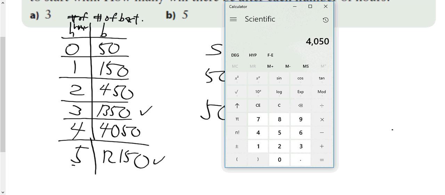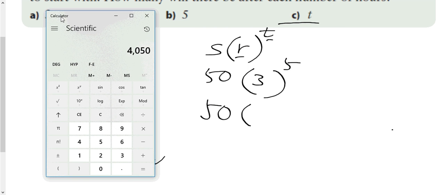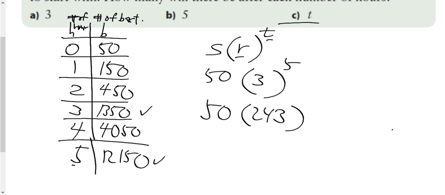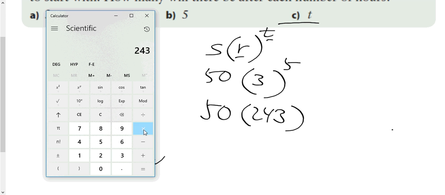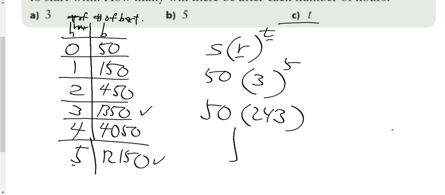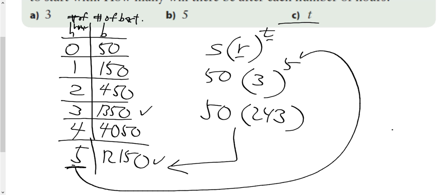Grab my calculator. 3 to the exponent of 5 is 243. If I take that 243 and multiply it by 50, I get 12,150, which is how many I got when I took 5 as my number of time units, or 5 hours. So the formula does work: the starting number multiplied by the rate of change to the exponent of the number of time units. And it's as easy as that.